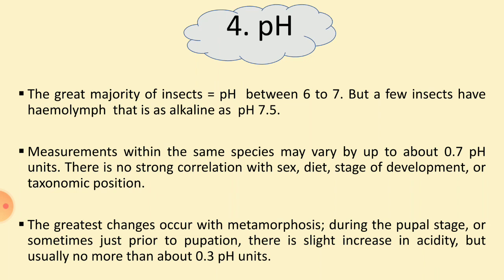Then the greatest change occurs with the metamorphosis. During the pupal stage or sometimes just prior to the pupation, there is a slight increase in the acidity, but usually no more than about 0.3 pH units.